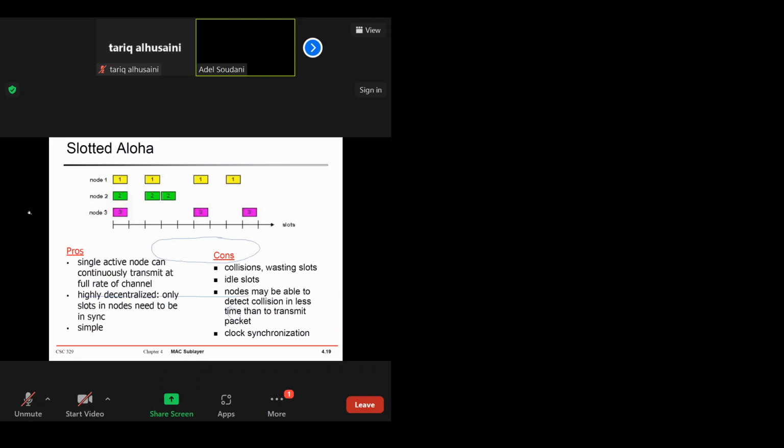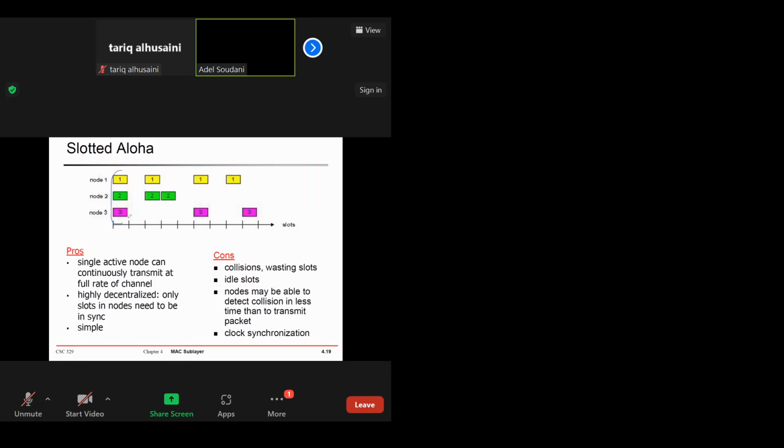Let us take a look at what happens to understand the function of this method, which is slotted Aloha. So the time is divided into slots of time. This is slot number 1, 2, 3, 4, 5, 6, 7, 8, and 9. We have 9 intervals of time, and we suppose that we have 3 stations whose function we are going to discuss over this example. In these 3 stations, as you might see, station 1 will transmit here in the first slot of time, station 2 here, and station 3.